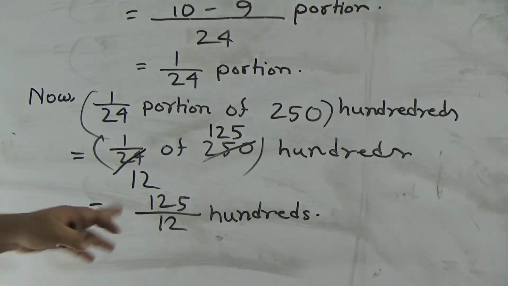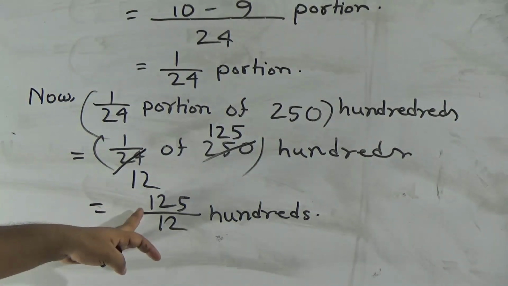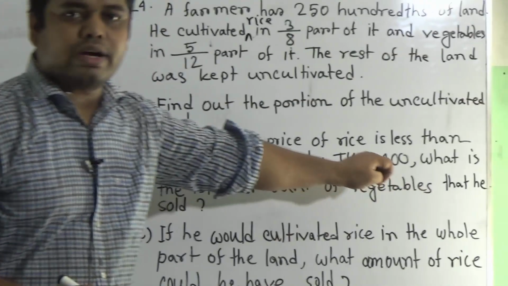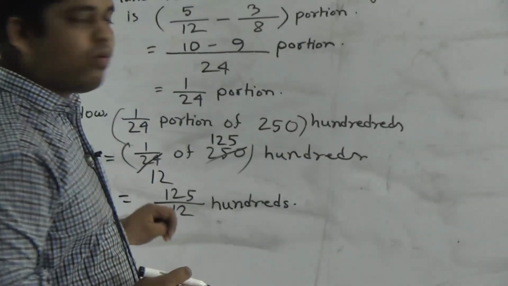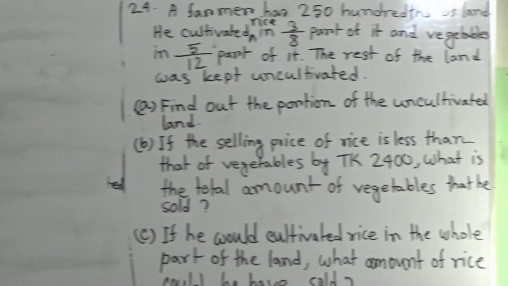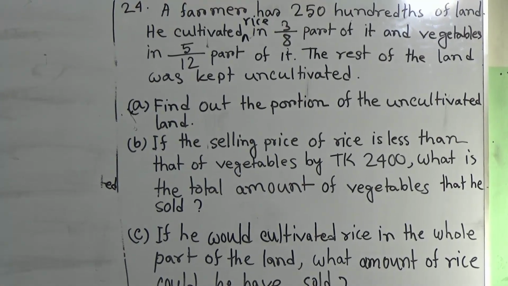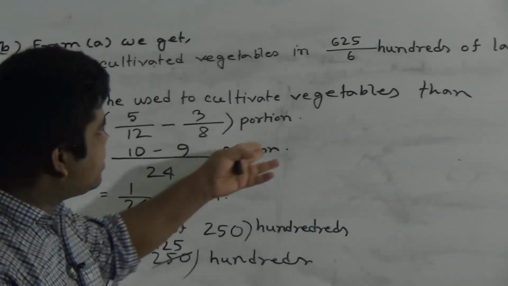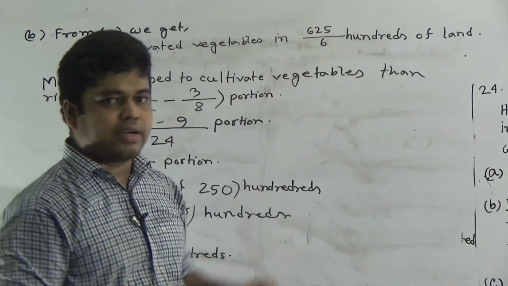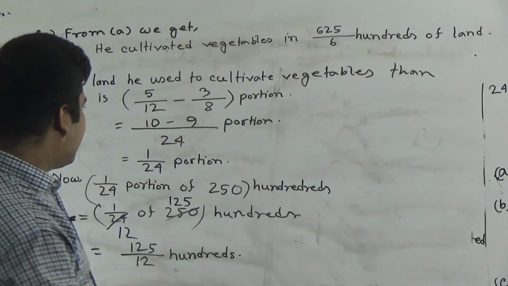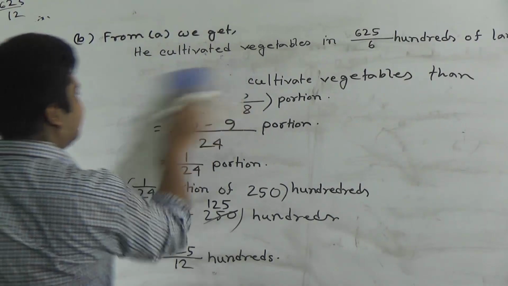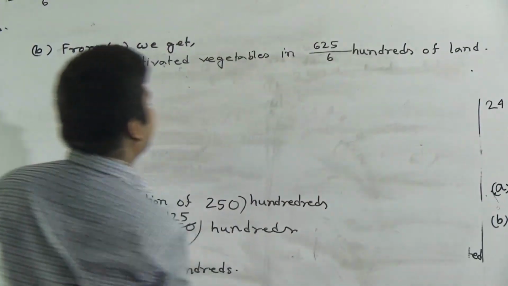Now you notice the price of this portion of vegetables is taka 2400. I repeat, the price of this 125 by 12 hundredths of vegetables is taka 2400, and we need to find out the price of the vegetables produced in 625 by 600 land. So my dear students, in order to solve this, I erase this first portion of the land, the first portion of the question.